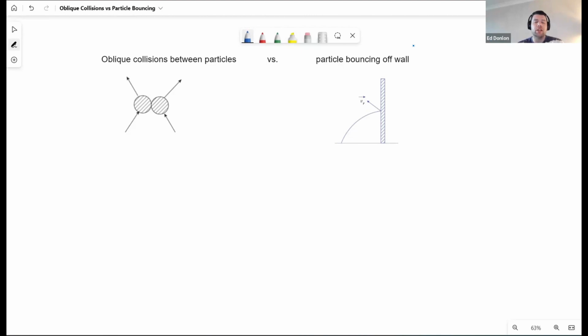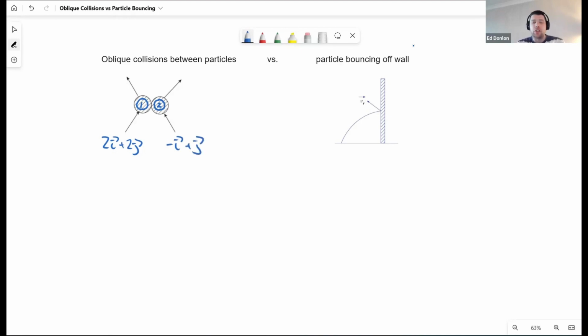So let's look at the first case. I'm going to have an oblique collision between particles. For clarity, I'm going to call this particle 1, and this particle 2. So let's put some numbers on this. Let's say my particle 1 has initial velocity, something nice, 2I plus 2J meters per second. And my particle 2, going up and to the left, is going to have a negative I velocity, let's say something like negative I plus J meters per second.